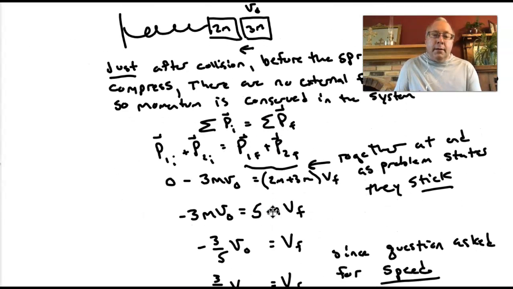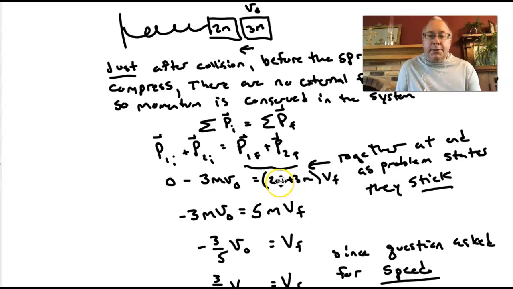All right. So block 2 was at rest. This one's coming in with a momentum of, remember, it's a vector, -3m v sub naught. They're stuck together at the end. The problem states that they stick. So we simply, it's an inelastic collision, right?